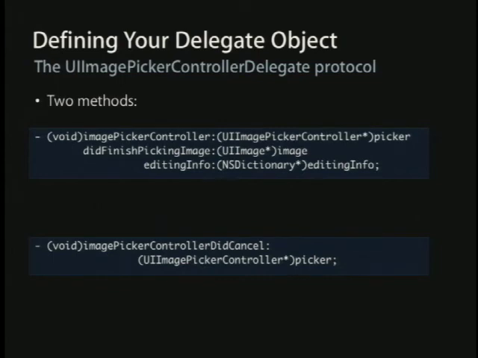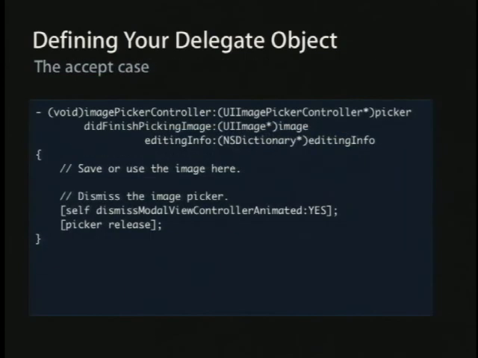And then the second thing there is imagePickerControllerDidCancel. And this will be called in the case where the user actually hit the cancel button rather than taking a picture. And in both cases, you actually want to slide the sheet down. But in this case, you won't get an image because the user didn't actually take one. So you'll just be told that it was canceled. All right, so let's implement those.